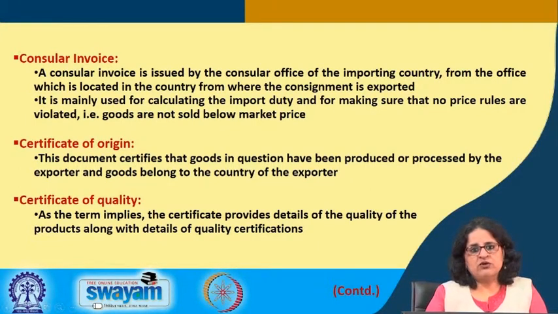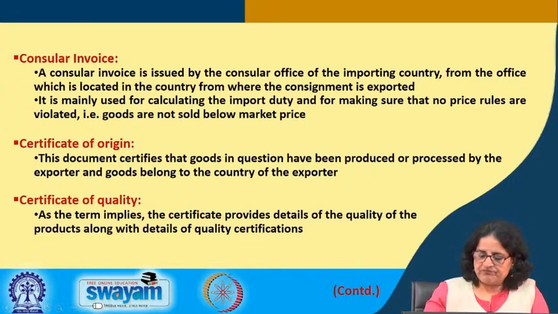We also have something called the certificate of origin and the certificate of quality. The certificate of origin is a document that certifies that the goods in question have been produced or processed by the exporter and the goods belong to the country of the exporter. On the other hand, the certificate of quality, as the term implies, is a certificate which provides the details of the quality of the products along with the details of quality certifications.